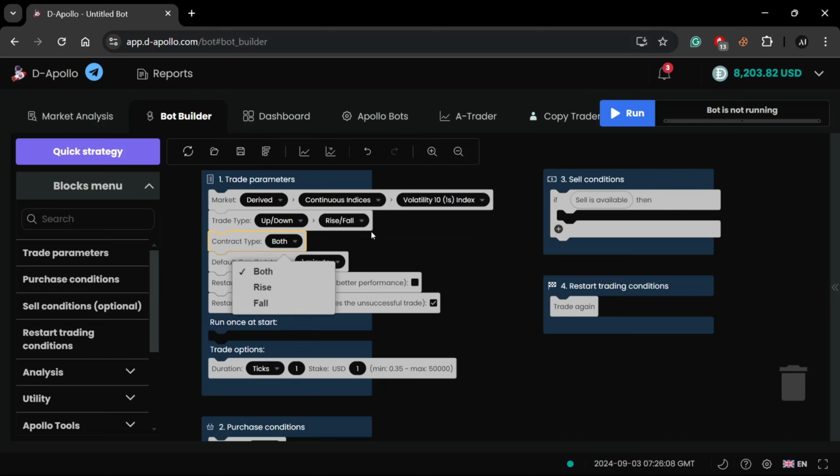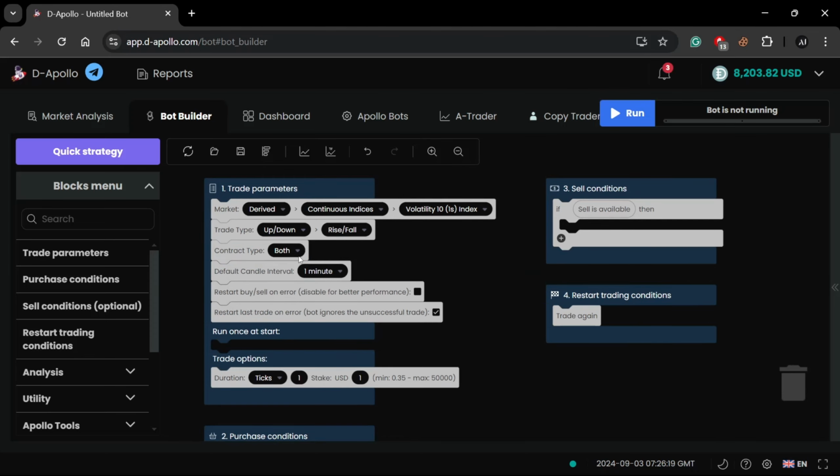So here it's basically either you want to trade both rise and fall, or just want to trade rise, or you just want to trade fall. It's just which market you want to trade. If you can trade both markets, or else you can trade just fall. So that's basically what it means.